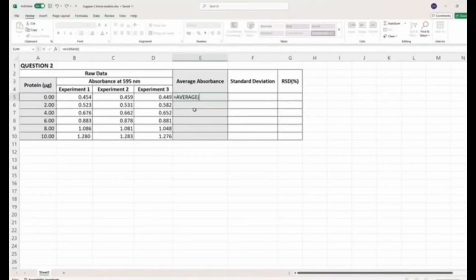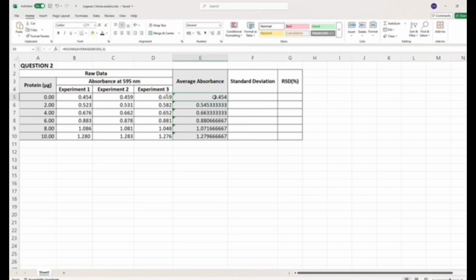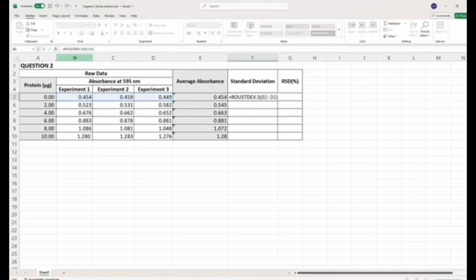From this experiment, we can conclude the graph overview. That is, the graph shows the relationship between protein concentration, x-axis, and average absorbance at 595 nanometer, y-axis. This is part of a Bradford protein assay where higher protein concentration results in greater absorbance value.